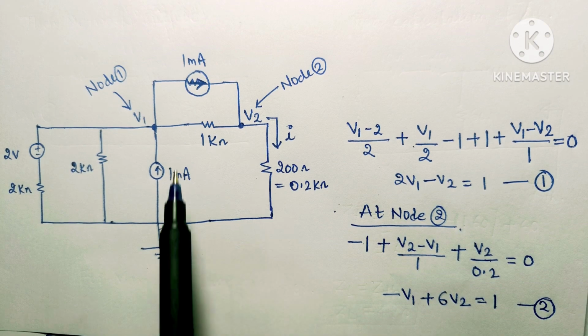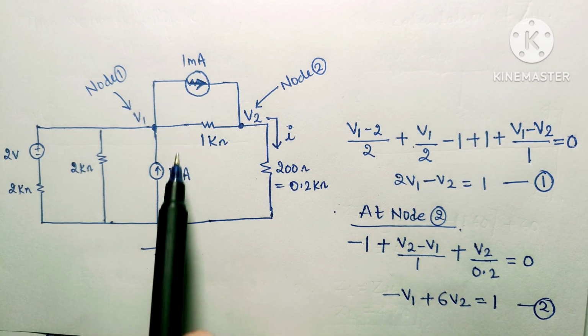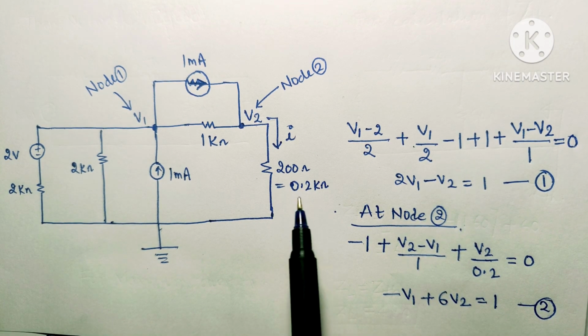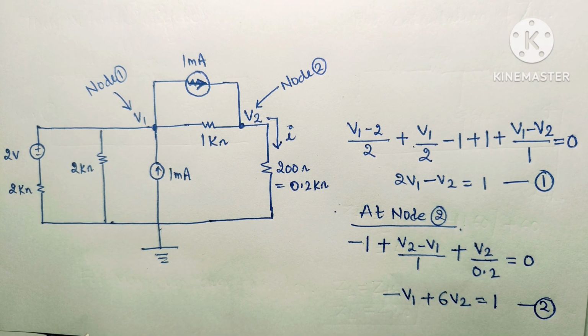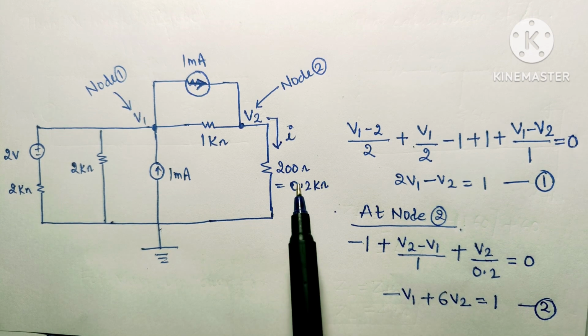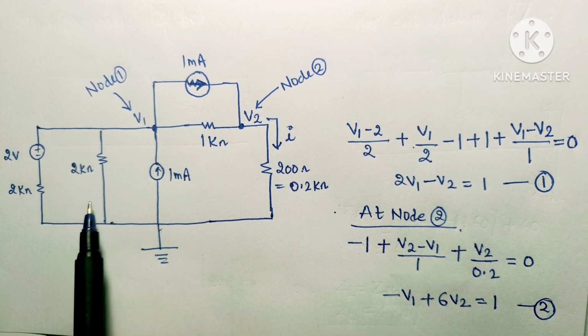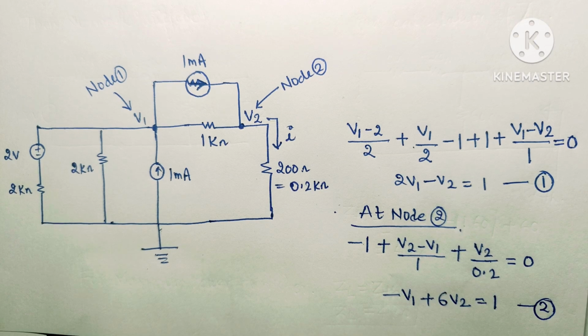So this is the circuit given. As we can see, all the resistances are in kilo ohm and the current is in milliampere, except this resistance which is given in ohm. So we will convert this ohm resistance into kilo ohm so that there is no chance of any mistake while solving this question. We have converted this into kilo ohm. Now during our solution, we do not have to worry about the units. All the resistances will be in kilo ohm, voltages in volt, and current in milliampere.